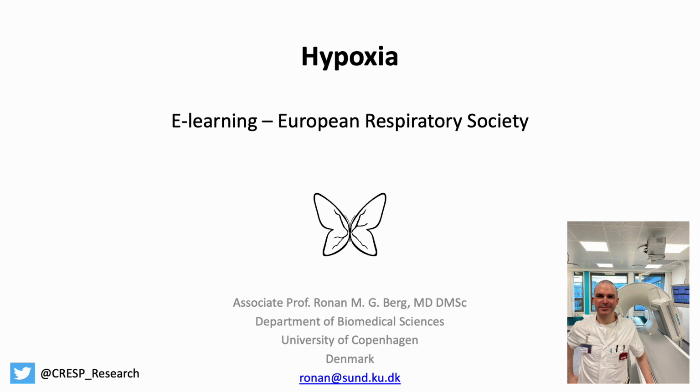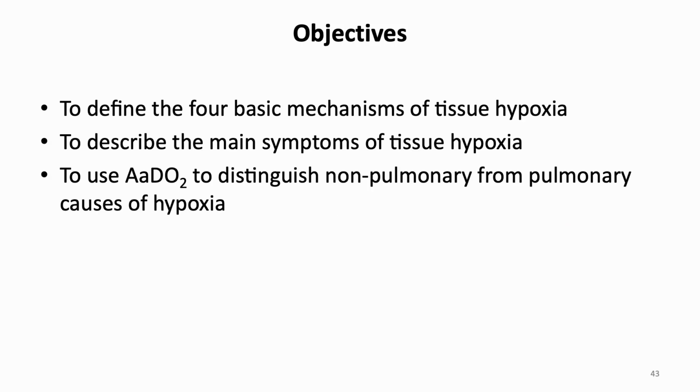Welcome to this e-learning session on hypoxia, which is part of the clinical respiratory physiology course. After this session, you should be able to define the 4 basic mechanisms of tissue hypoxia and to describe the main symptoms thereof, depending on the severity of the hypoxic insult. Furthermore, I will illustrate how the alveolar arterial oxygen difference, AaDO2, may be used to distinguish non-pulmonary from pulmonary causes of hypoxia.